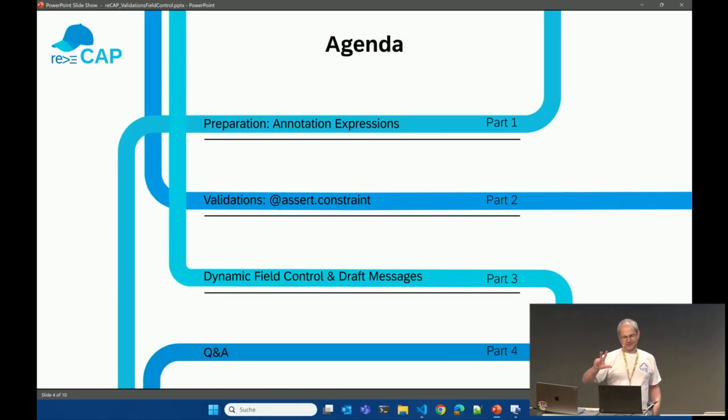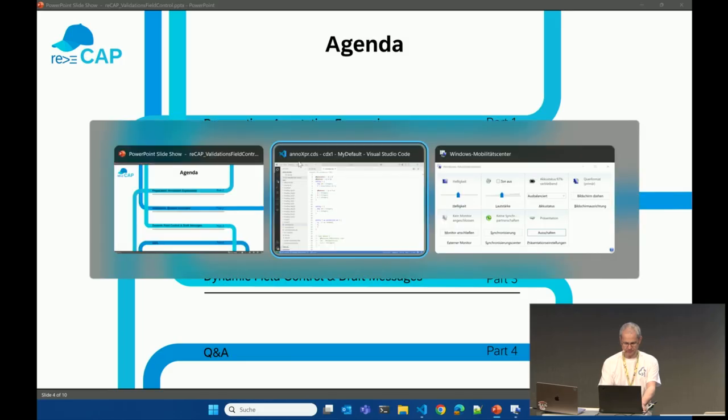This session is of 3 parts. In a few minutes, Patrice is going to show you how you use the assert constraint annotation to define validations, and then Marc will show you how dynamic field control works. These 2 features are based on yet another new feature which we have introduced recently, which is annotation expressions. And as that is the basis for the rest, I want to give a little preparation, a glimpse of these annotation expressions. So now I switch over to the demo.